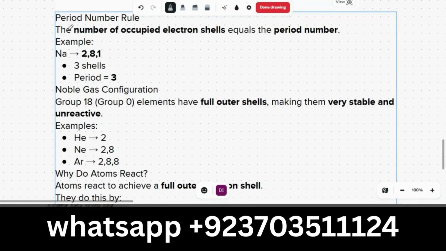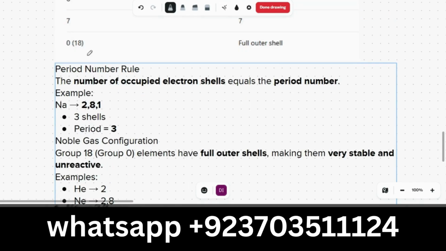Period number rule. The number of occupied electron shells is equal to the period number. For example, sodium has 2, 8, and 1. So it has three shells. So the period is 3. The period number rule will tell how many shells an atom has. That will determine its period.